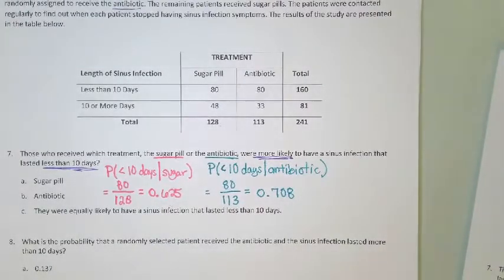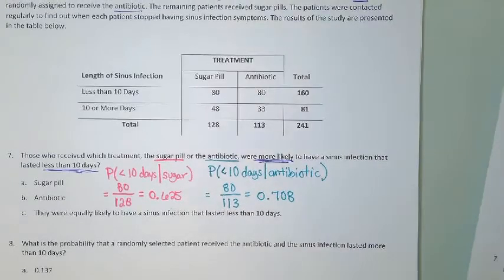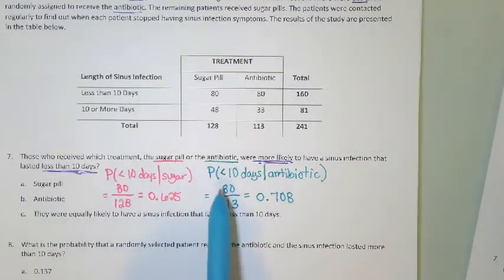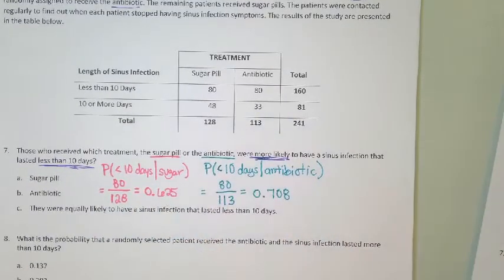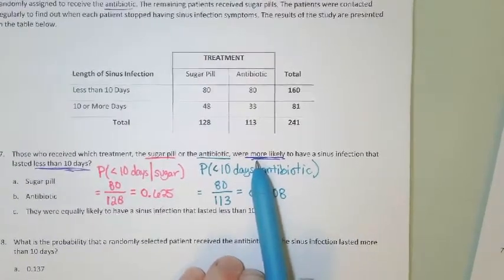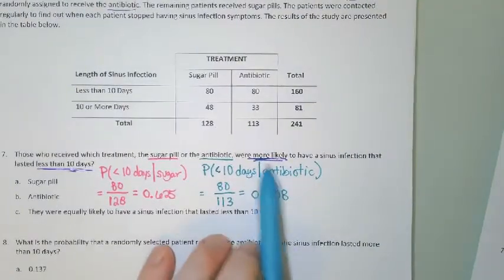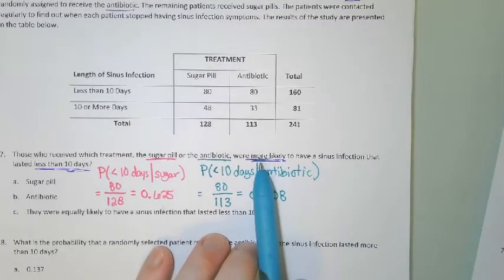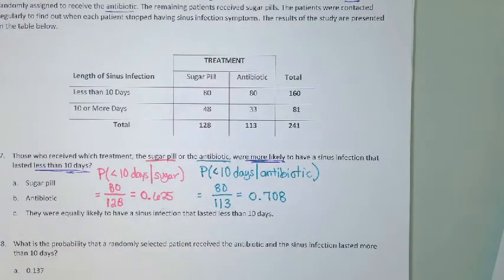So now we need to interpret these results. So again, they were asking for which group was more likely. So in this case, since they're asking for more likely, we're looking for the larger value or larger probability. If they had asked for less likely, then we'd be looking for the smaller amount. But in this case, we're trying to figure out which group would be more likely to have an infection that lasted less than 10 days.